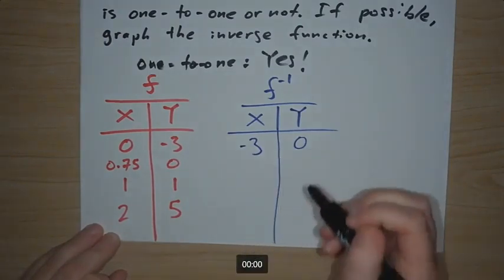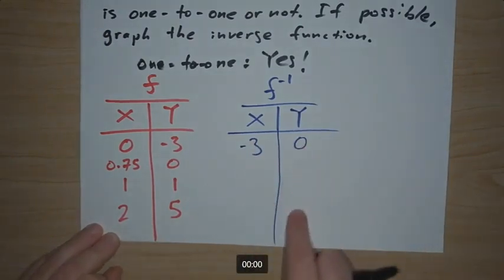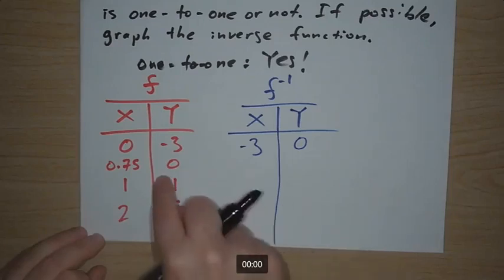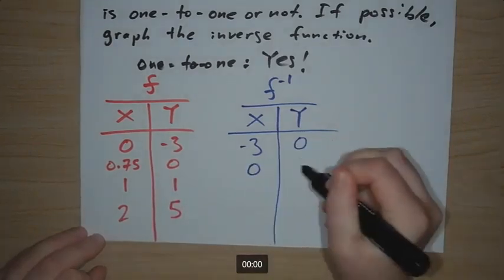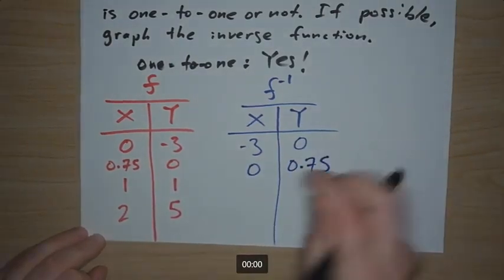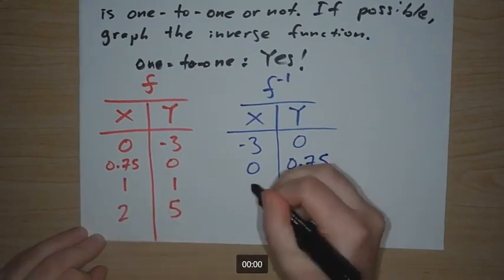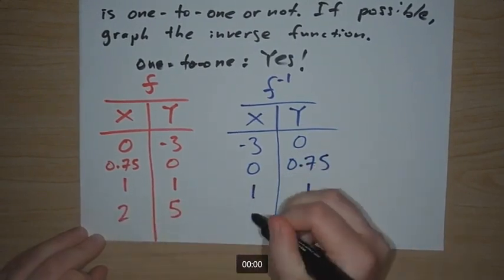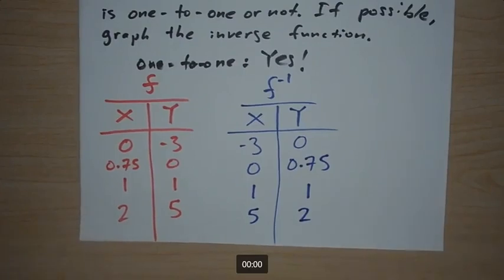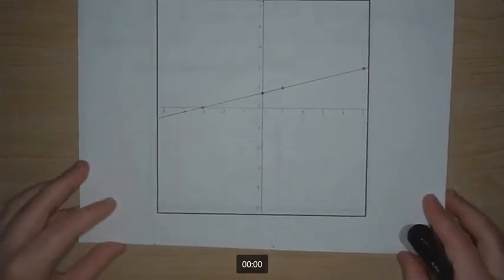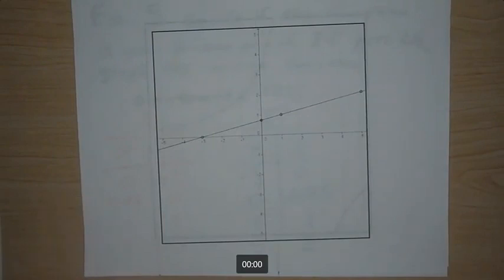See how that switches? And we're going to go down and switch the x and y values of each of these. So this one will be 0, 0.75. These ones are the same, so it's going to be 1 and 1. This will be 5 and 2. And then we need to graph this. If we graph these points of this inverse, we find that this is what it looks like. So it's also a line.